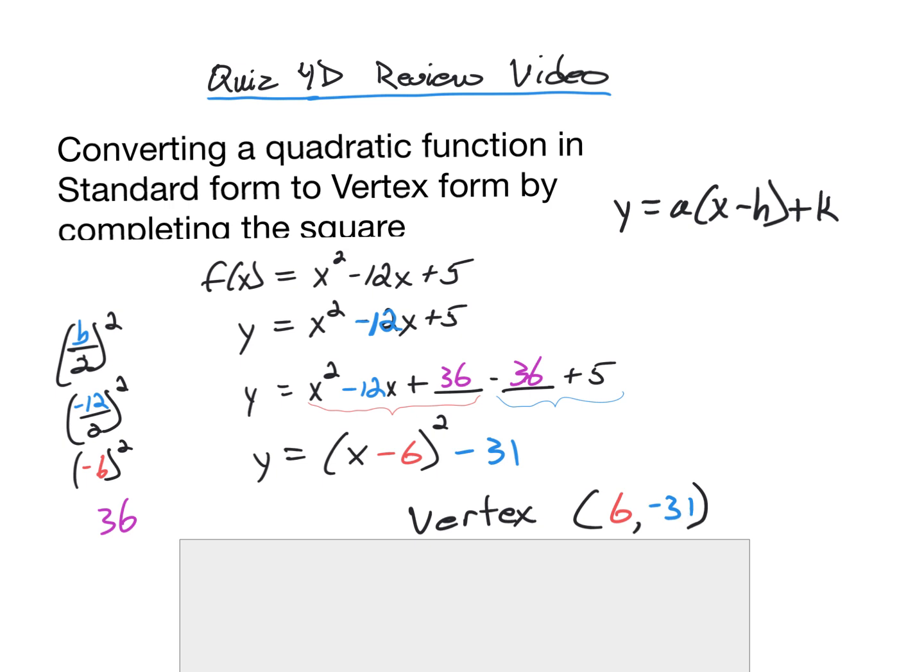All right? And then once you have the vertex, you should be able to also identify the axis of symmetry. And the axis of symmetry is an equation where x equals what the x value is of the vertex. So x equals 6, okay? All right, that is a review that should help you with the quiz questions.